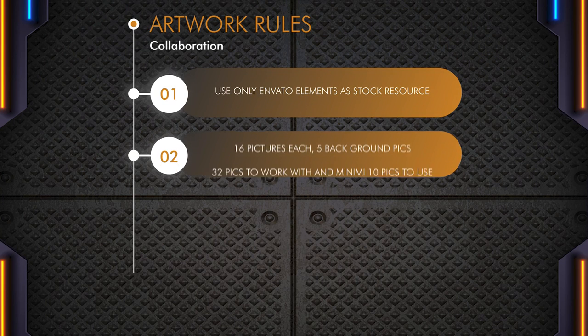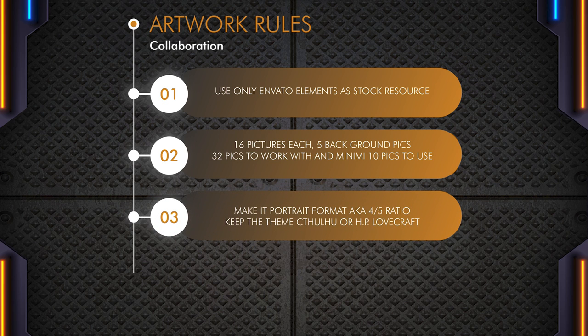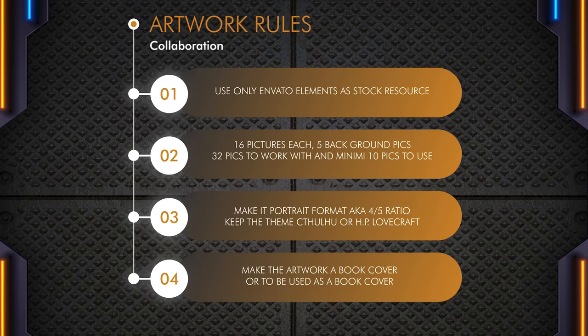The rules were simple. Use only Envato Elements as stock. Pick 16 pictures, with 5 of them being a background picture each. So that's 32 pictures. And use at least 10 of those. Make it a 4x5 ratio or a portrait. Keep the theme Cthulhu and H.P. Lovecraft. And make it a book cover styled artwork so we can add it to a book cover later on.